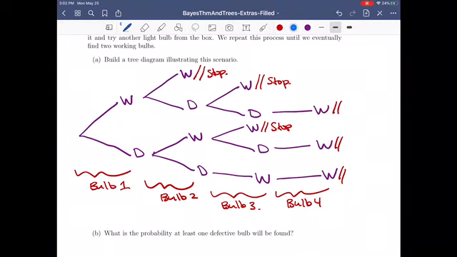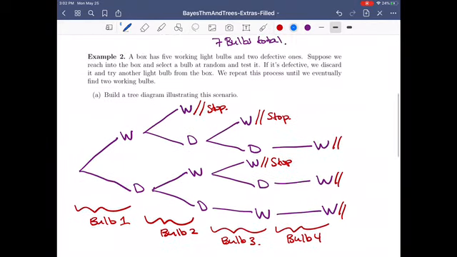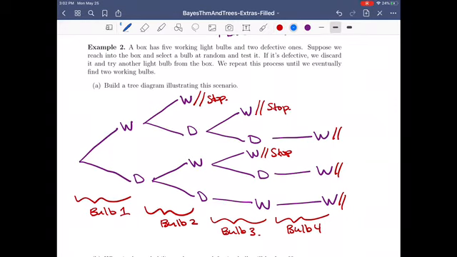Okay, now I want to add probabilities. When we picked our first bulb, there were 5 working ones and 7 total. So the probability we got a working one was 5 out of 7, and the probability we got a defective one, 2 out of 7.